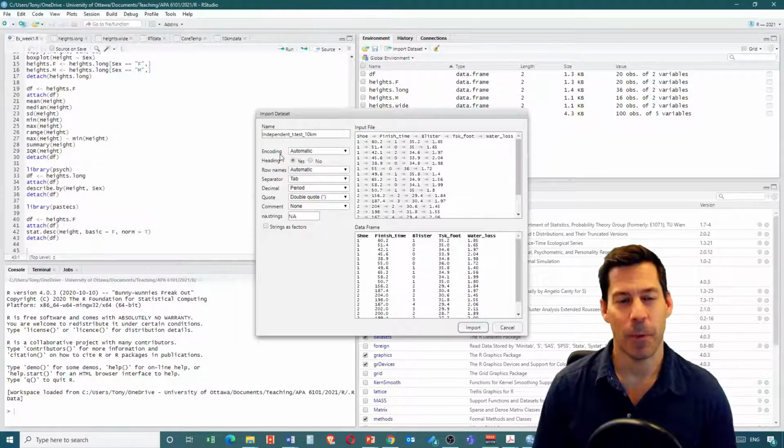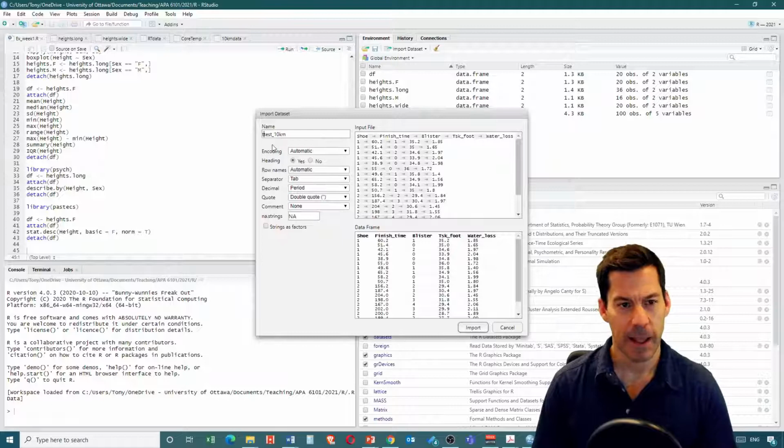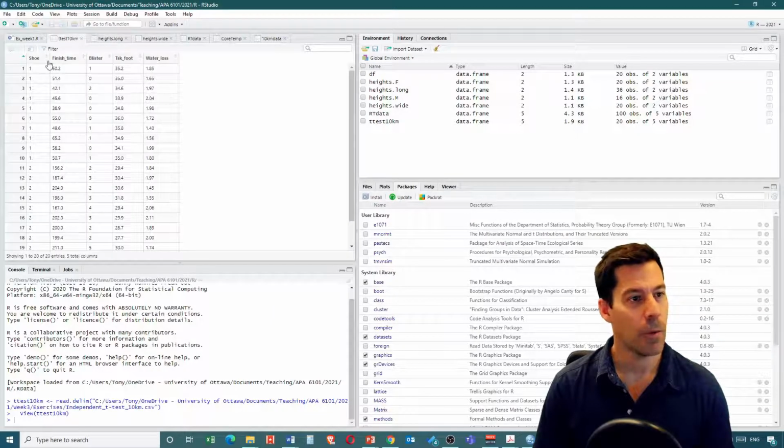Okay, now what we see is it wants a name. So let's give it just a name, maybe just call it t-test 10km. And it's asking, does it have headings? Yes. And then I can click on import. Looks good. All right. We see that it's imported our data just fine.